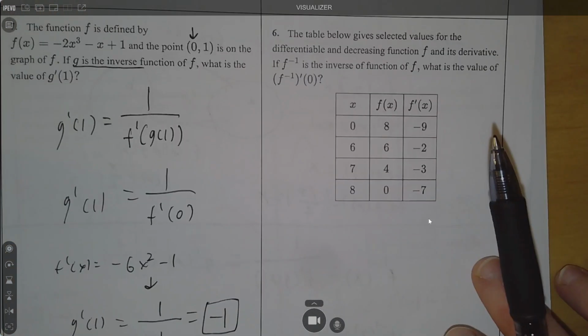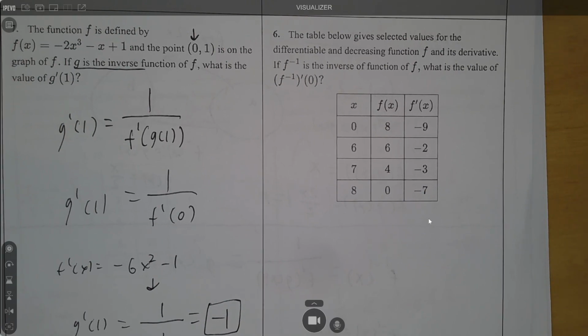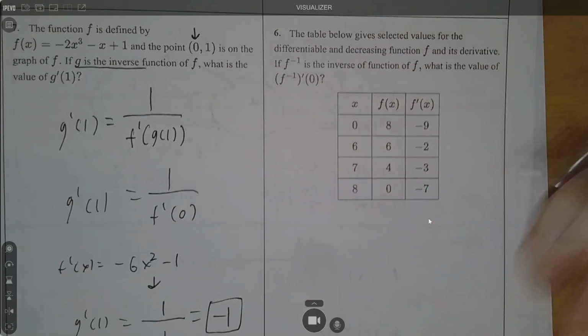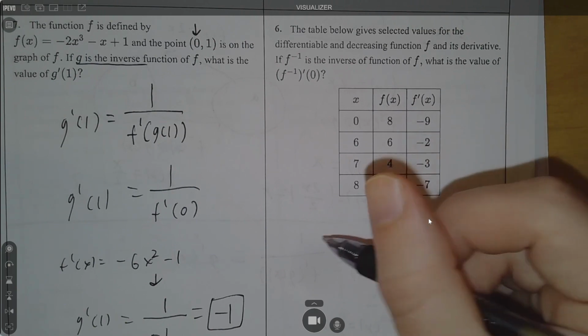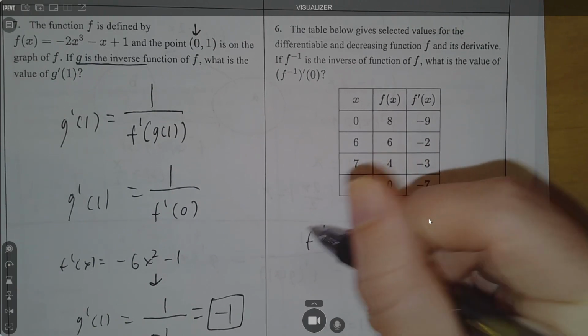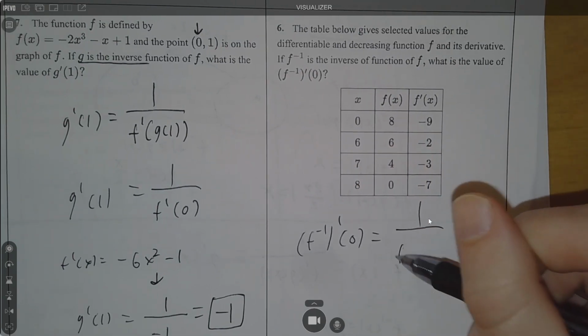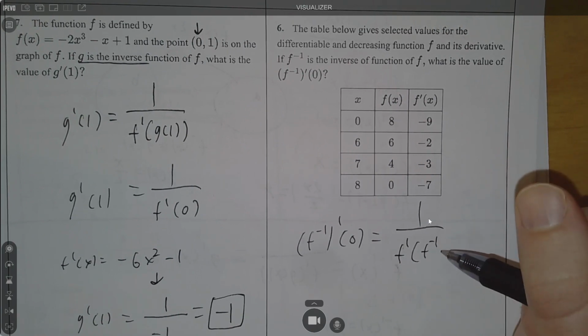The table below gives selected values for a differentiable and decreasing function f. What is the value of the derivative of the inverse of f at 0? So we use the formula. The derivative of the inverse of f at 0 is going to be 1 over the derivative of f at the inverse of 0.